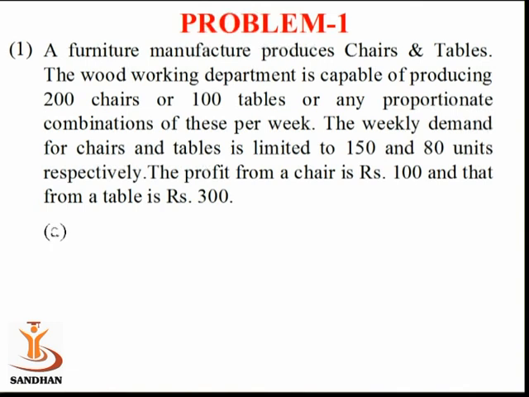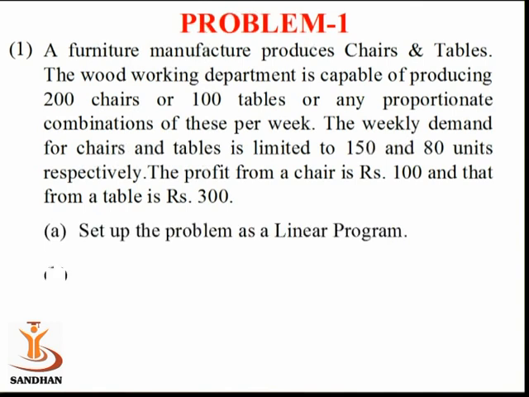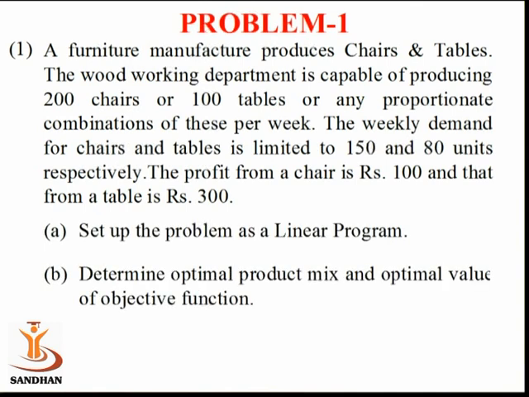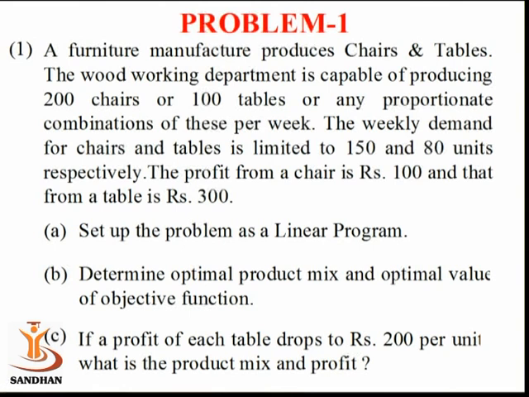So this is one example of a word problem. Here you can see that a furniture manufacturer produces two types of objects, call them chairs and tables. The woodworking department is capable of producing 200 chairs or 100 tables or any proportionate combination of these per week. The weekly demand for chairs and tables is limited to 150 and 80 units respectively. The profit from a chair is rupees 100 and that from a table is rupees 300.